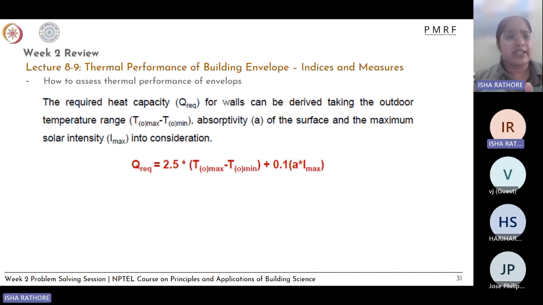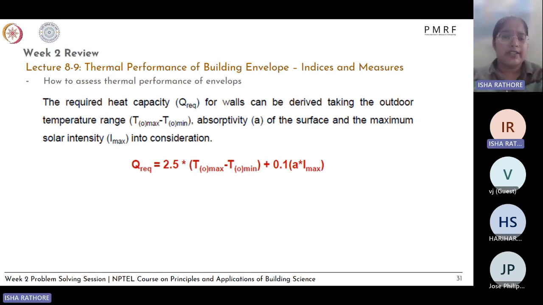So the equation for the required heat capacity is given by Baruch Givoni in one of his books. So Q required is 2.5 times the difference between the outside maximum and outside minimum, that is your outside temperature range, plus 0.1 times absorptivity into Imax, or your maximum solar intensity.